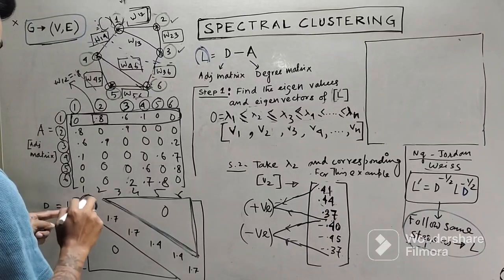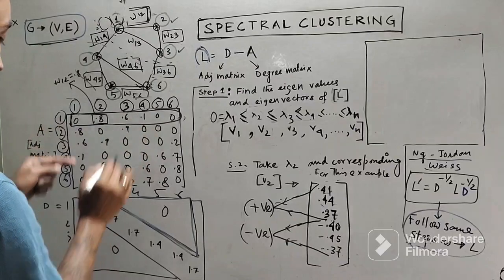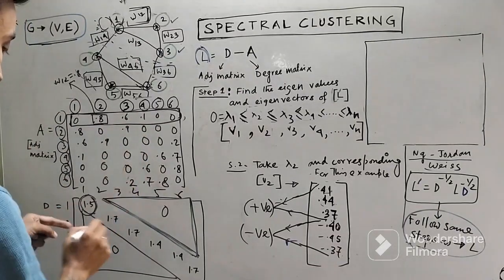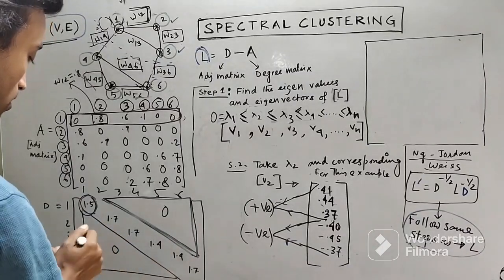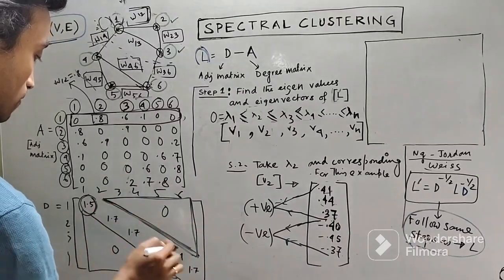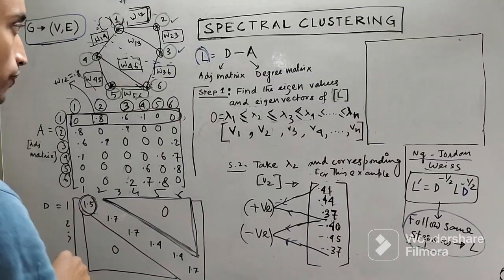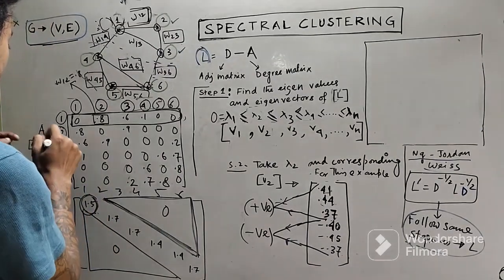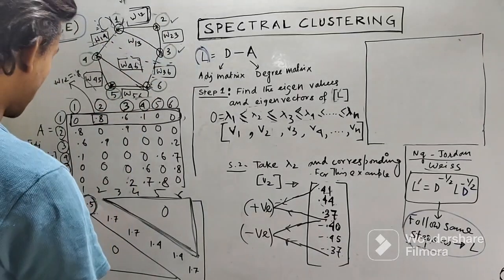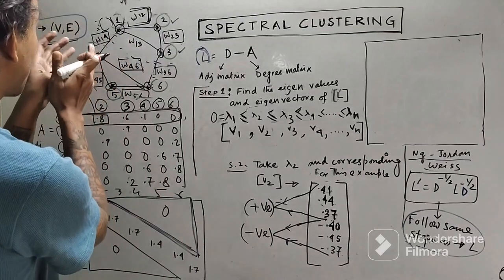What will be this value? It is the sum over the entire row: 0.8 plus 0.6 plus 0.1, that is 1.5. This one is 1.7, like this. You just have to populate these. All the off-diagonal values will be 0. This is the degree matrix. The adjacency matrix tells about the connections between the nodes, and the degree matrix tells about the characteristics of each particular node.